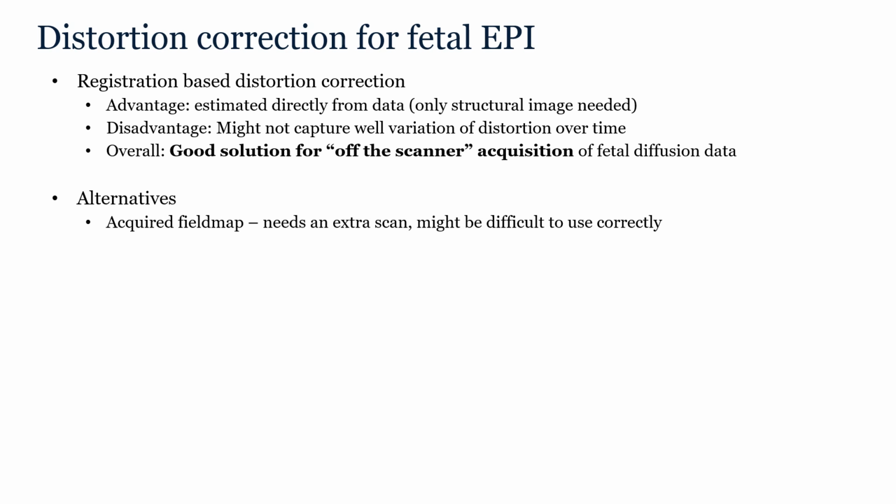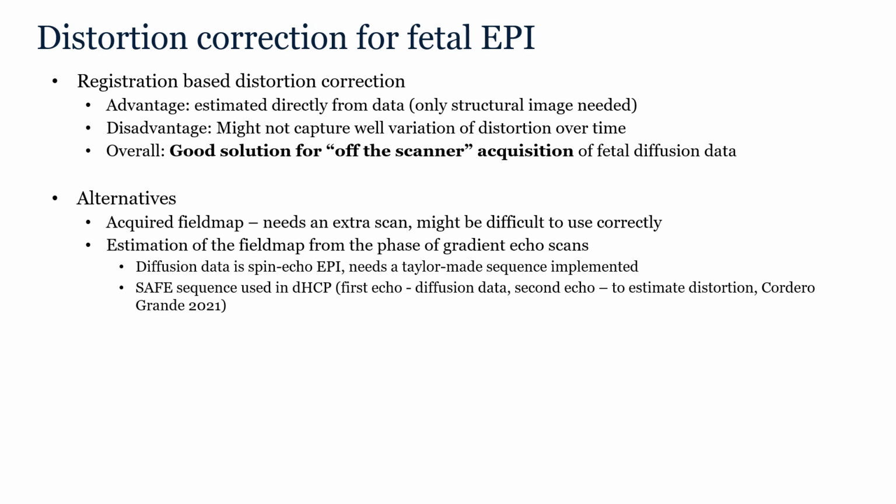There are alternatives. The traditional one is an acquired field map, but this needs an extra scan and might be difficult to use correctly. Or what we have done in dHCP is to estimate the distortion from the phase of gradient echo scans. The problem here is that diffusion data is spin echo EPI, so we needed a dual echo tailor-made sequence implemented on the scanner. So the first echo is diffusion data and the second echo is for estimation of distortion.